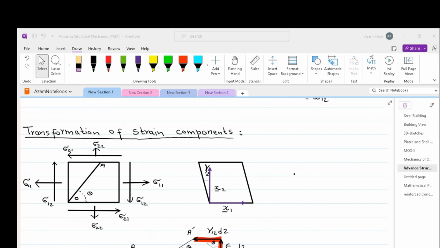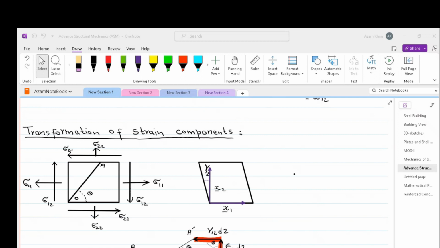First of all, we will discuss the transformation of strain in a 2D space, and then afterwards we will discuss the transformation in the 3D space. The transformation of strain components between the coordinate systems will be governed by a linear transformation that is similar to transformation of vectors. So we can see that there is an element having the stress components shown.